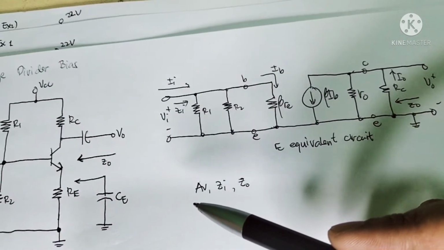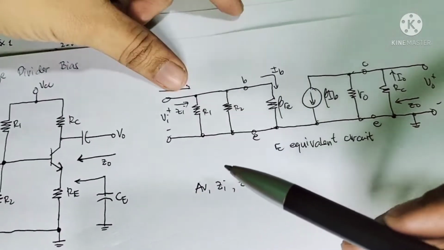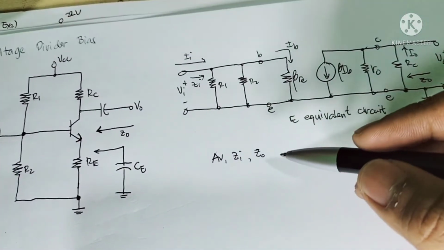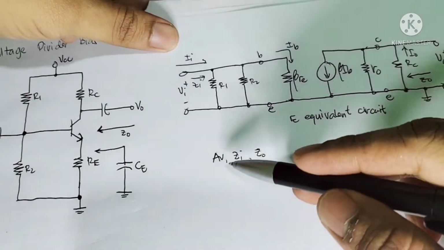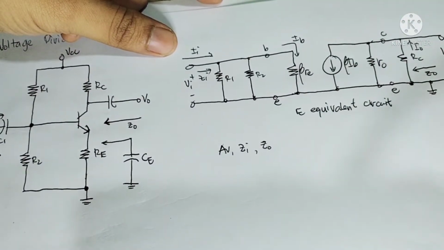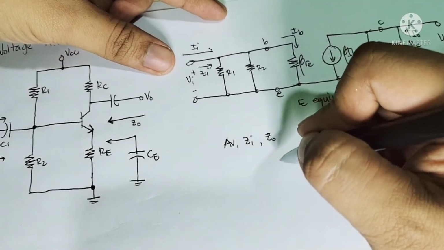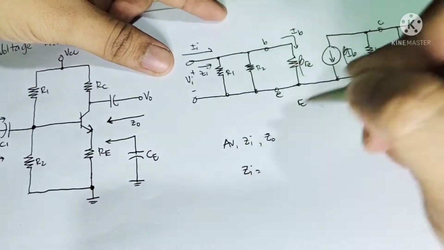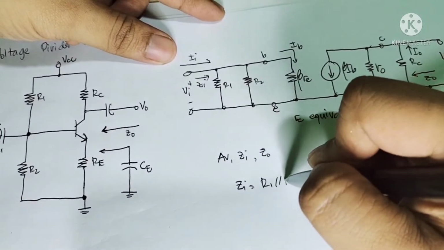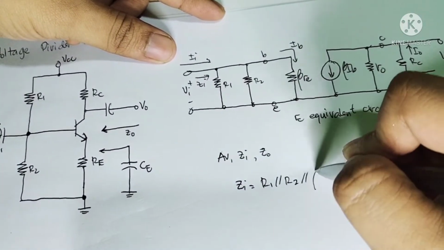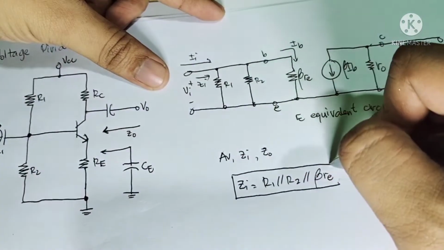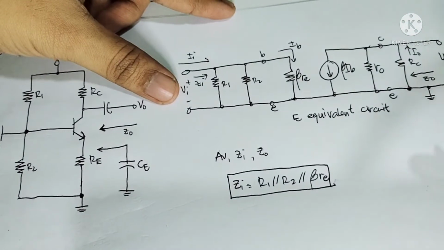Like what we did in our emitter bias configuration, we're going to calculate the voltage gain. These are the important parameters of this amplifier: voltage gain, the input impedance and the output impedance. To calculate the input impedance Zi, as you can see on the input side, it is just equal to R1 parallel with R2 and then parallel with beta RE. So this is the input impedance of the circuit.